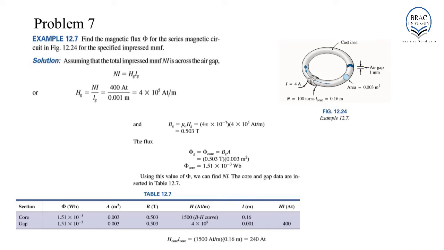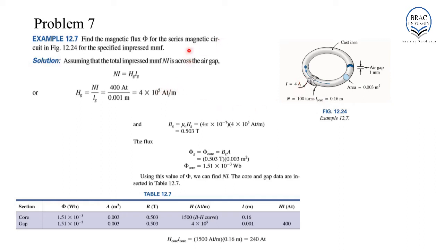In this case, which is problem 7, we are asked to determine the magnetic flux phi for the series magnetic circuit for the given MMF. The difference between problem 7 and problem 6 is that in problem 7, there is an air gap incorporated within the structure. So, the approach towards this problem will be slightly different from the previous ones.